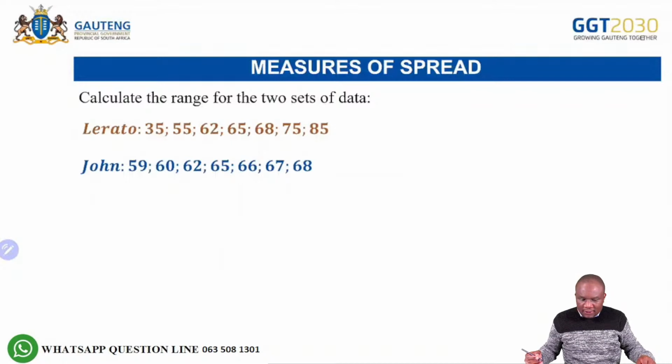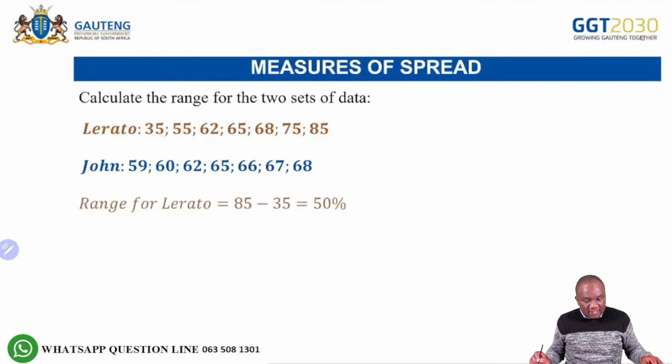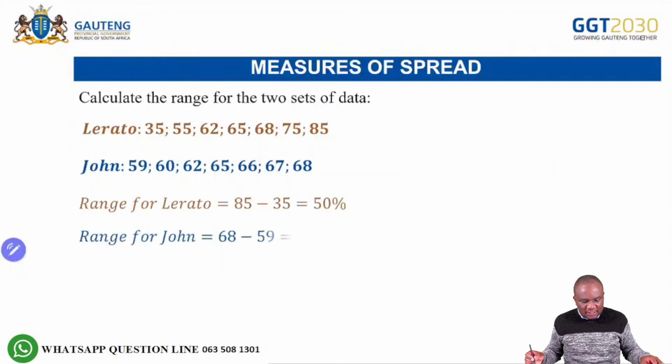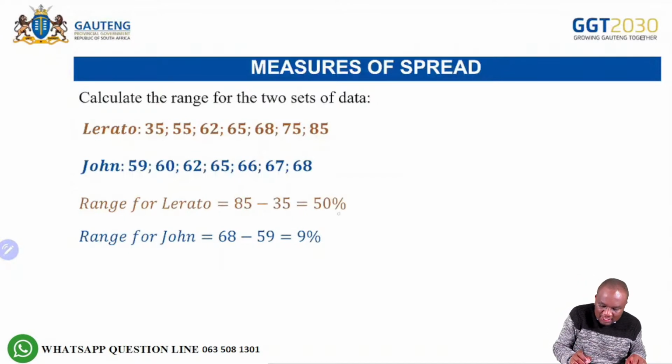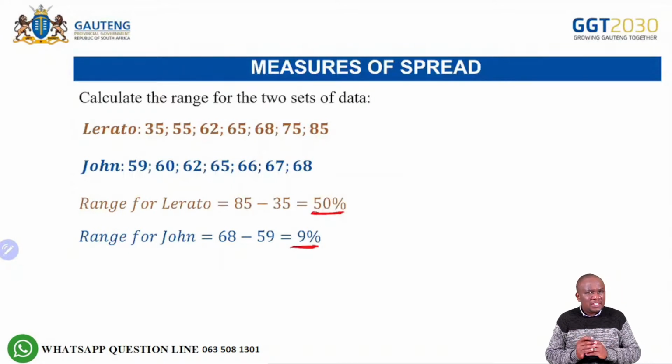Right, welcome back. What did you get for the range? For Lerato, we say 85 minus 35, the largest value minus the smallest value, we get 50%. For John, 68 minus 59, we get 9%. Oh yes, 68 minus 59 is 9%. Okay, do you see the difference now? For Lerato, the range is 50%, and for John, the range is 9%.